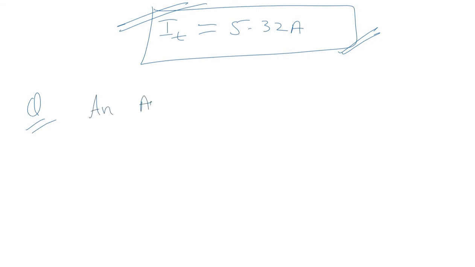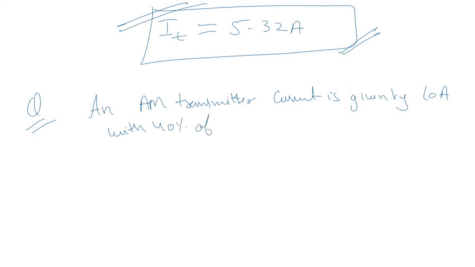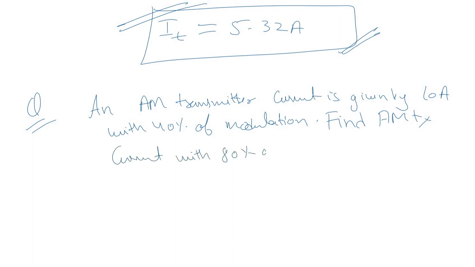Question is, an AM transmitter current is given by 10 ampere with 40% of modulation, and find the AM transmitter current with 80% of modulation. Okay, so we are given the AM transmitter current when the modulation is 40%, and we need to find out the AM transmitter current when the modulation is 80%.